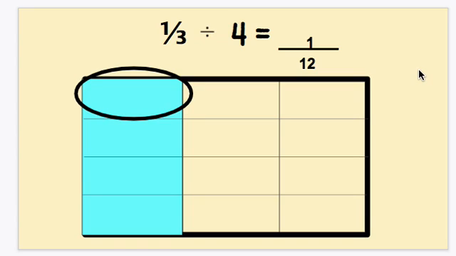Another way of thinking about this is thinking about having a whole entire pizza. If we have a whole pizza, but we only have 1/3 of it left, and you want to split it between 4 people, then each person would only get 1/12 of the whole entire pizza. Let's take a look at another example.